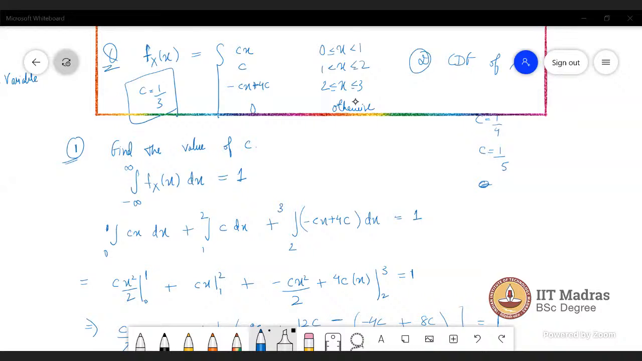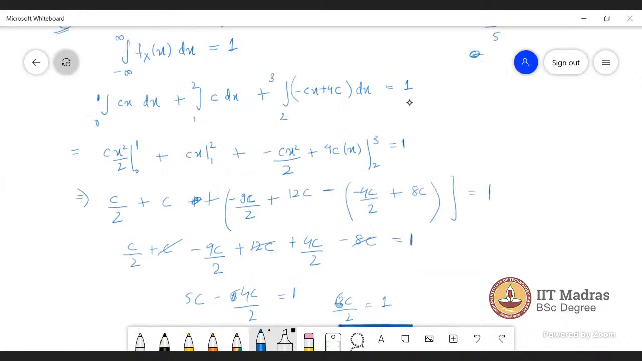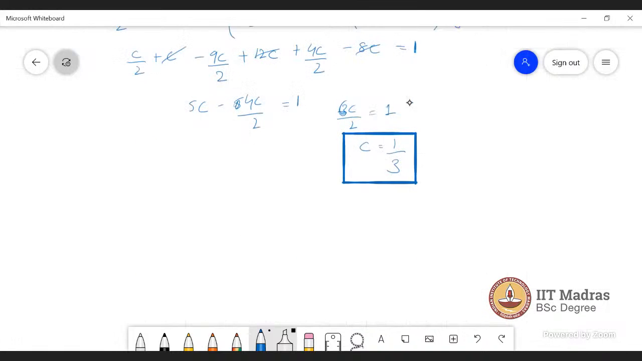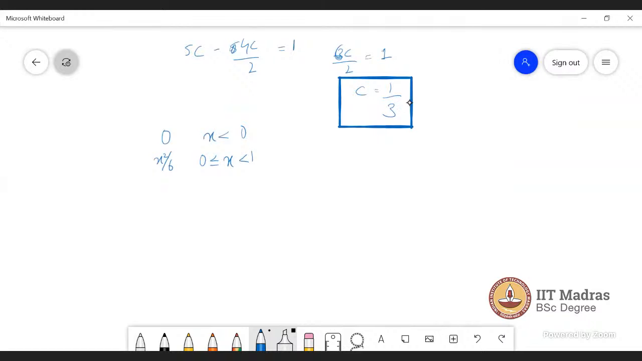Who was speaking? Can you repeat again? For x less than 0, it is 0. For x lying between 0 to 1, it will be x square by 6. And for 1 to 2, it will be x square by 6 plus x by 3 minus 1 by 3.